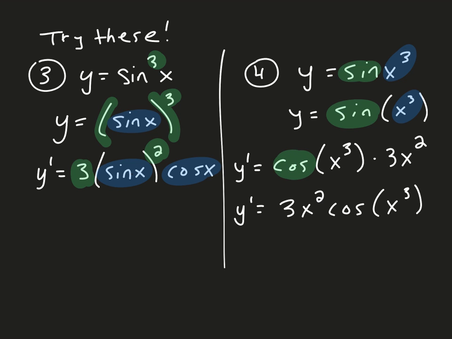Derivative of sine is cosine. I leave the x cubed alone, then multiply by the derivative of x cubed, which is 3x squared. And I just chose to put the 3x squared out front. So make sure you pay attention to the subtle difference with trig functions. It depends on where you see that exponent written. Either the entire trig function is getting raised to a power, or just the angle is getting raised to a power.